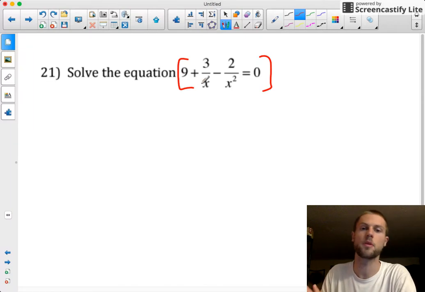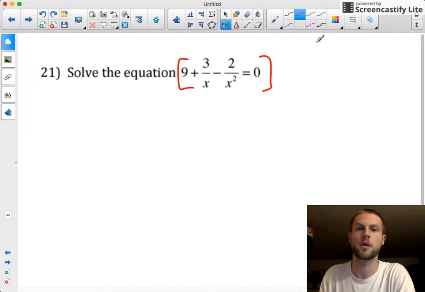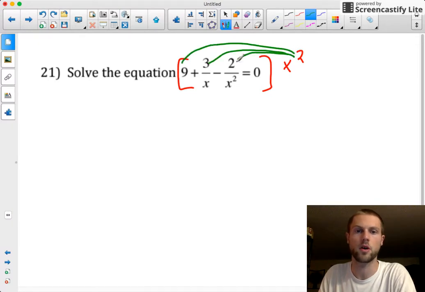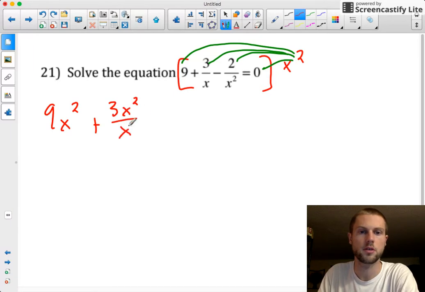I could find common denominators and multiply each fraction by something, but I'm just going to get rid of them all at once by multiplying all of this by an x squared. So I can multiply the 9 by the x squared, the 3 over x by x squared, the negative 2 over x squared by x squared, and the 0, of course, by x squared. So if I do that, what I'm going to come out with is 9x squared plus 3x squared over x minus 2x squared over x squared, and that's equal to 0.